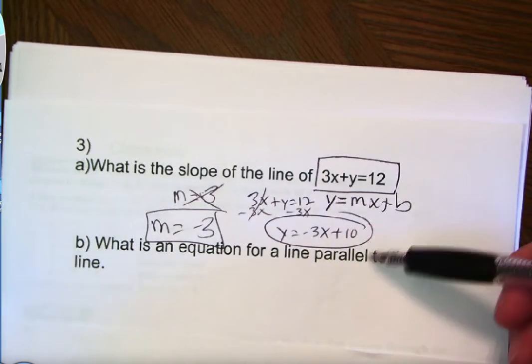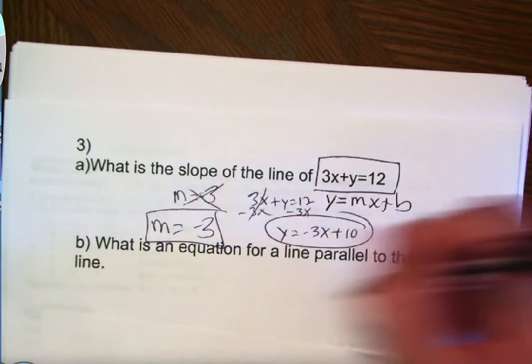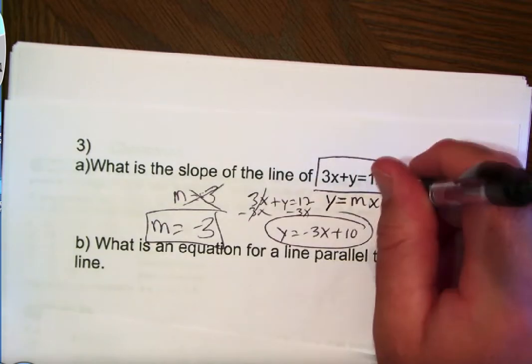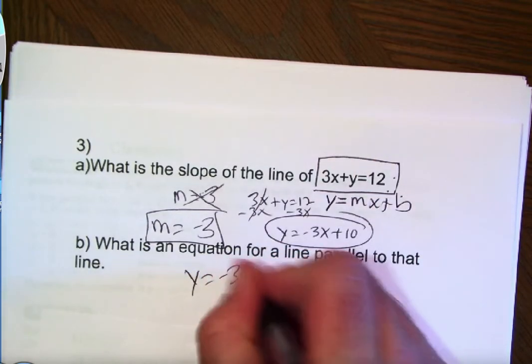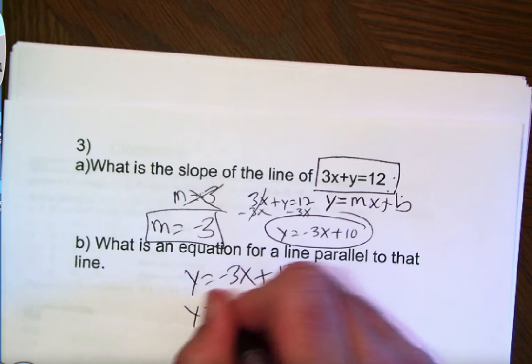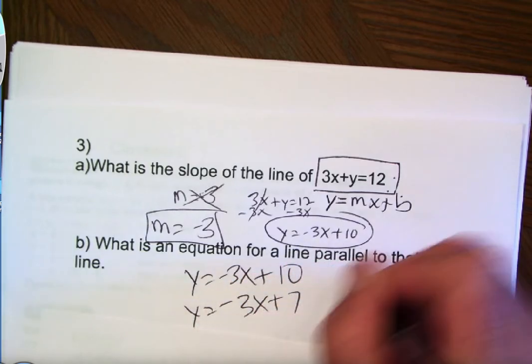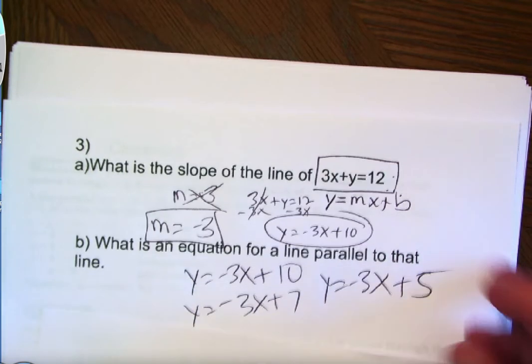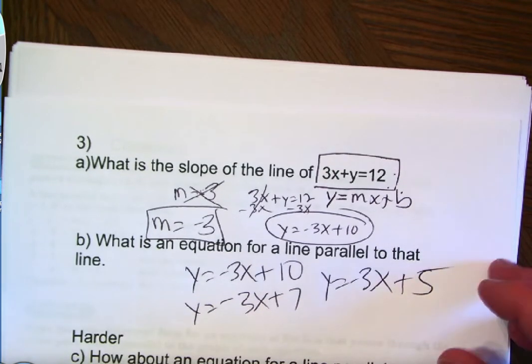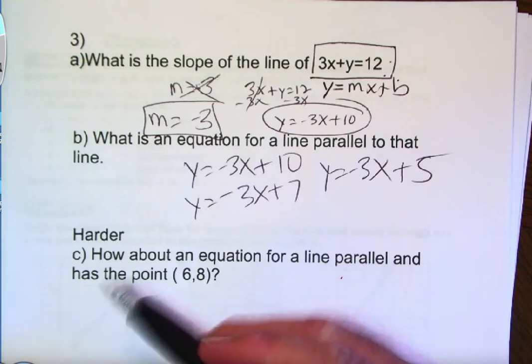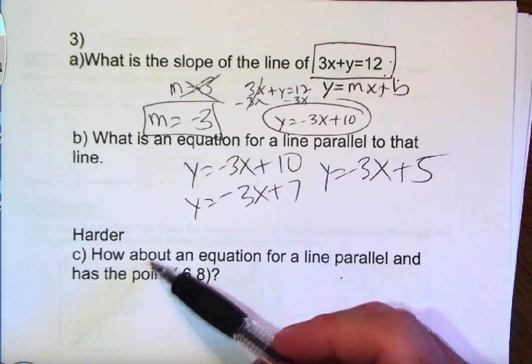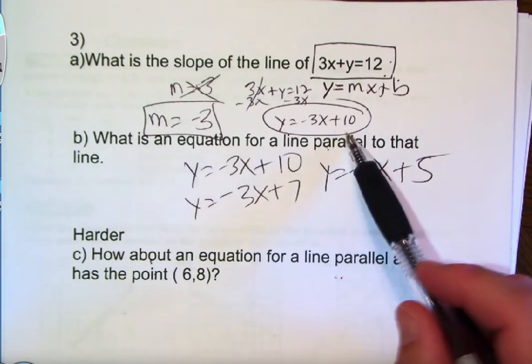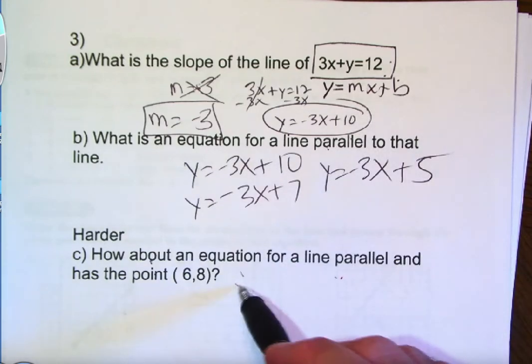Okay? Now, what's an equation for a line parallel to this one? Well, now it's super easy, right? As long as it has the same slope but a different y-intercept, crushing it. Ooh, but this is really where it's at. Well, how about an equation for a line parallel to these? What goes through the point 6, 8?